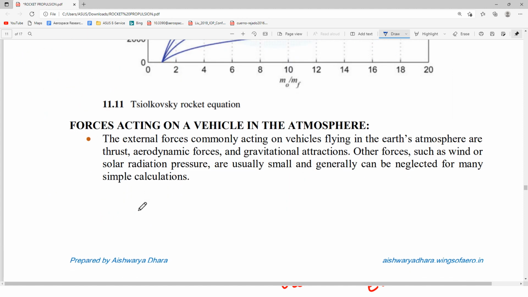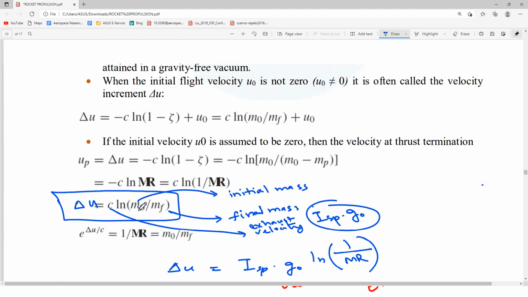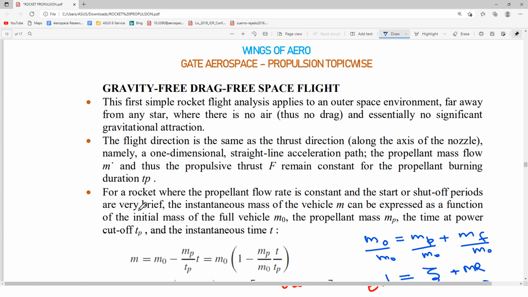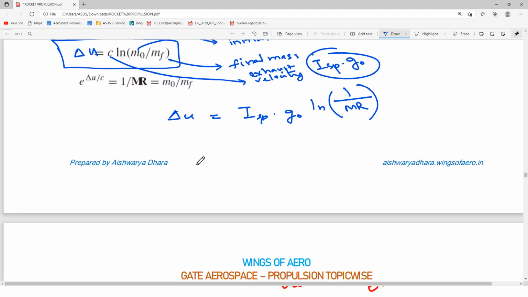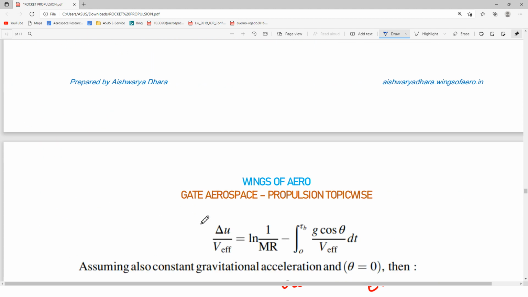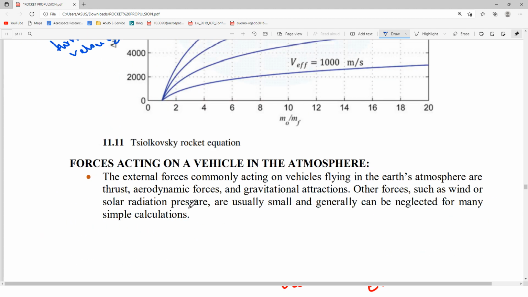Now there is a second category. This was the first category, which is applicable when it is gravity-free or drag-free space flight. Now if the question is related to the forces acting on the vehicle in the atmosphere, then there will be some existence of aerodynamic forces. What are the two aerodynamic forces? Lift force and the drag force.